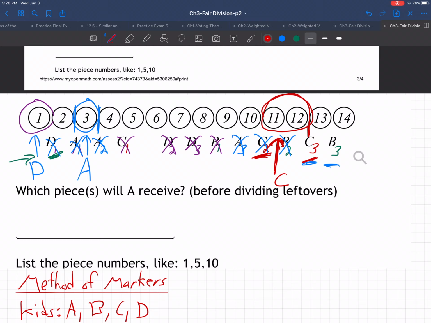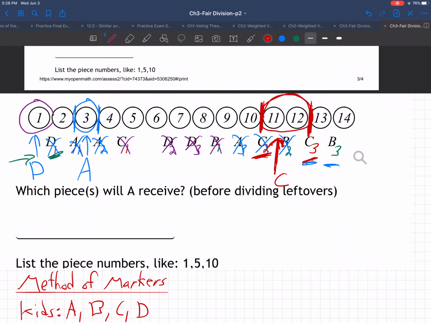C put a marker here, right? There's his C2 marker and put a marker there. You might say, well, you crossed those out. Yeah, we crossed them off because we don't want to get confused, but it's still where C put a marker. C put a marker right here between 10 and 11 and between 12 and 13, marking out candies 11 and 12 as a valid section that C would be happy with. So that's what C gets, is candies 11 and 12.